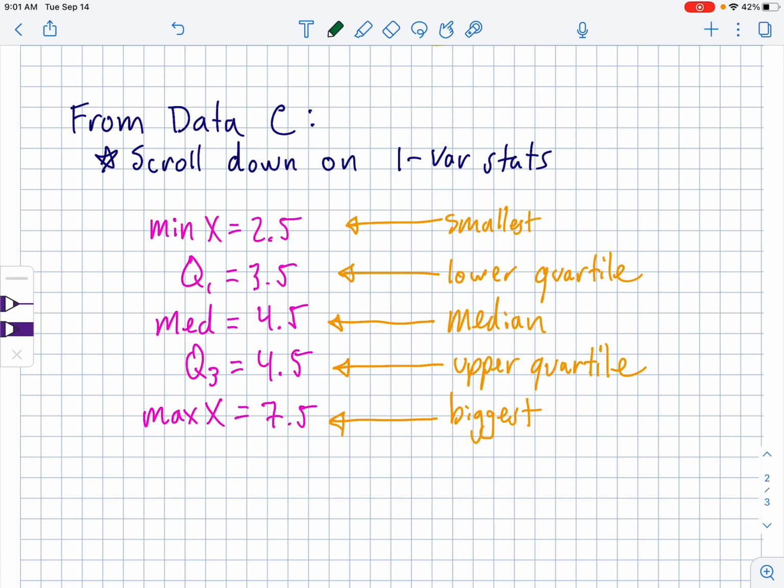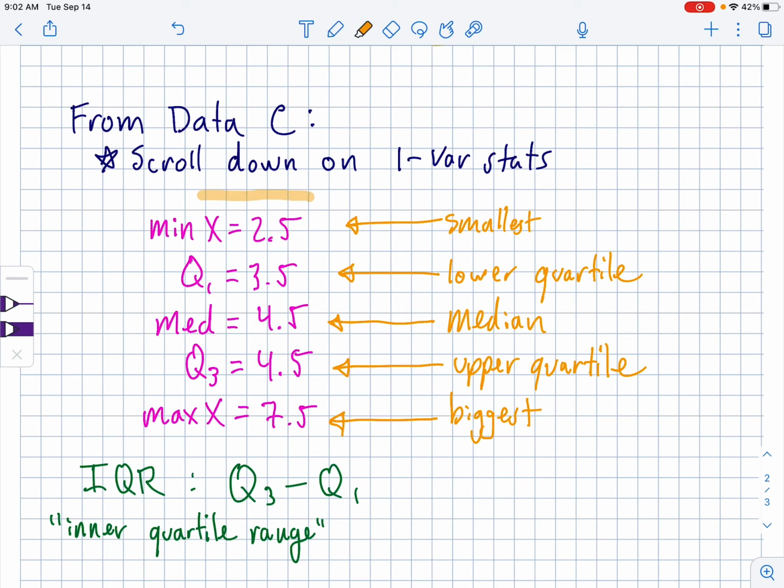Now, in your homework, they're going to ask you to find something called IQR. IQR stands for interquartile range. The way you find it is you take Q3 and you subtract Q1. And you can do this pretty quick by doing 1var stats. Punching in whatever data you're using, use 1var stats, and then scroll down, and then you get this.